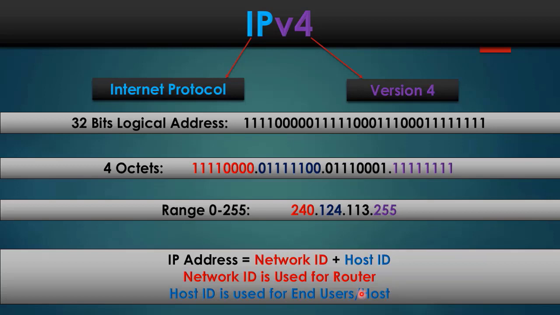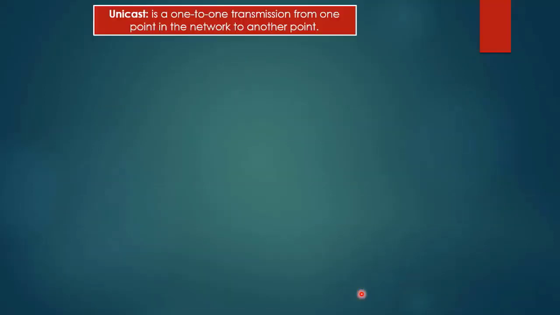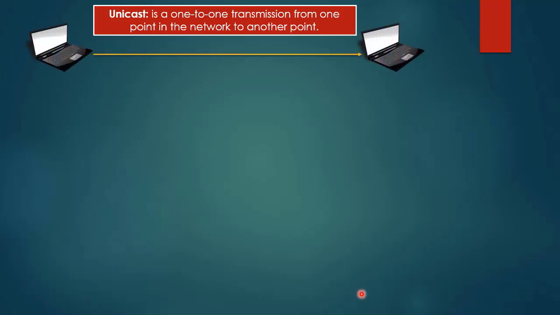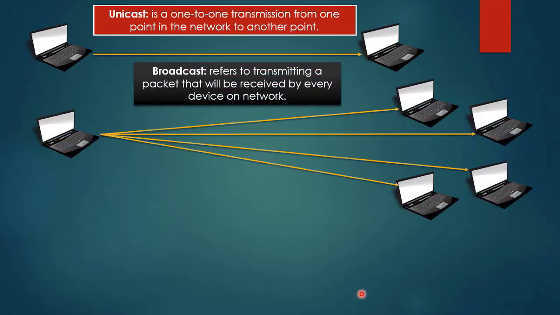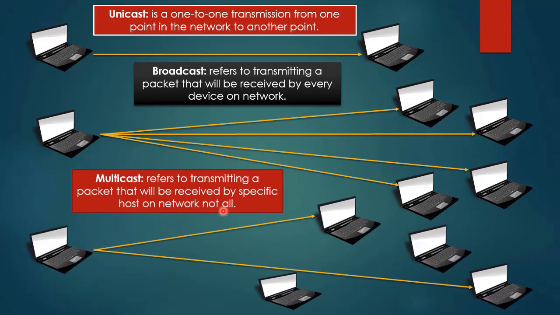Before starting to learn the classes of IPv4, we must know the term unicast. Unicast is one-to-one transmission from one point in the network to another point in the network. Broadcast refers to transmitting packets that will be received by every device on the network. Multicast refers to transmitting a packet that will be received by specific hosts, not the whole network.